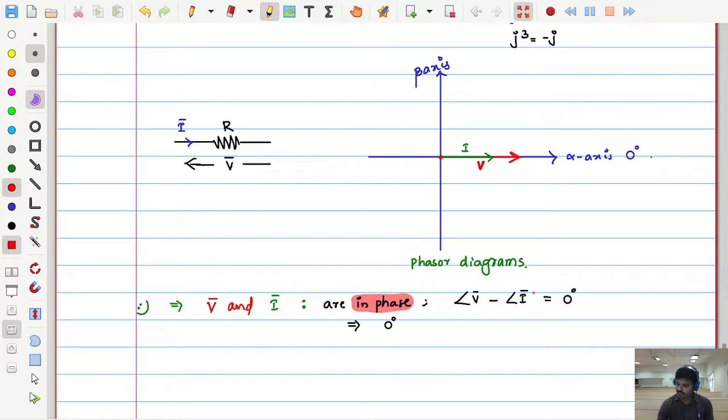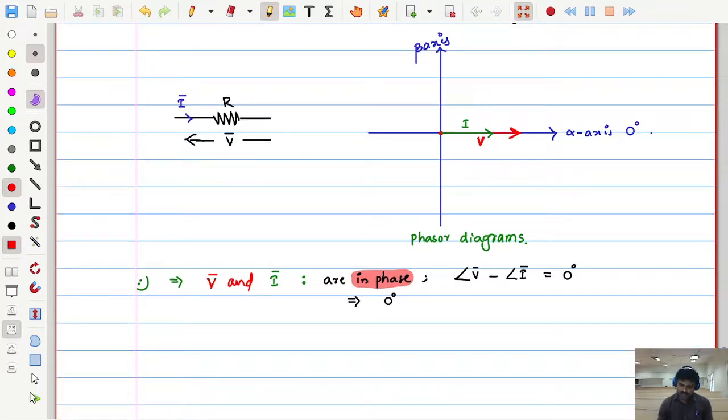Clear? Right. So with this we can also proceed in finding some more additional thing which is important, that is the power.